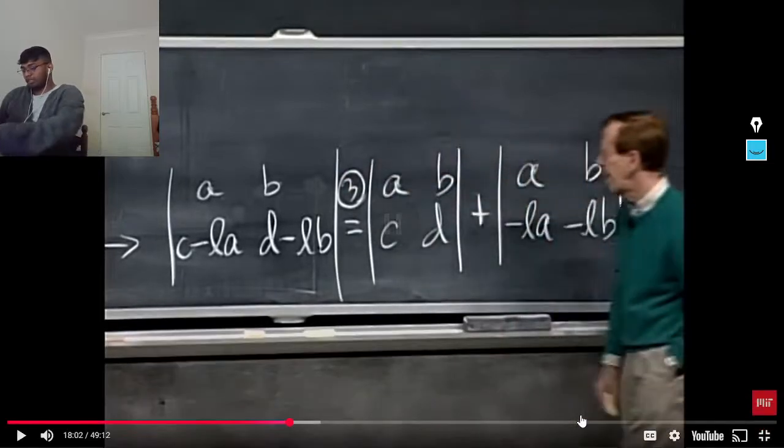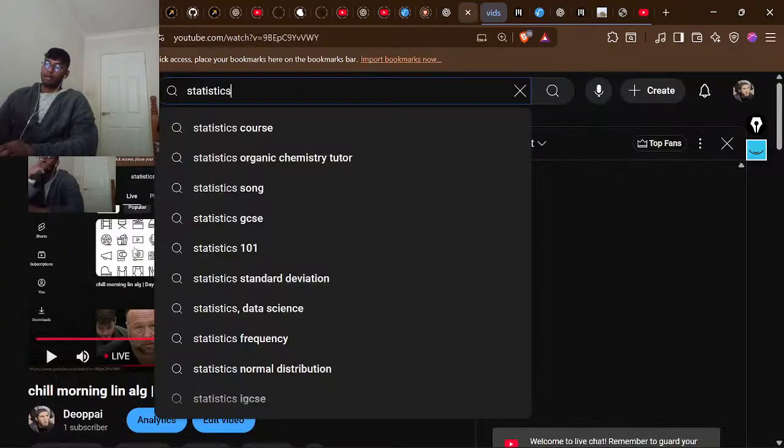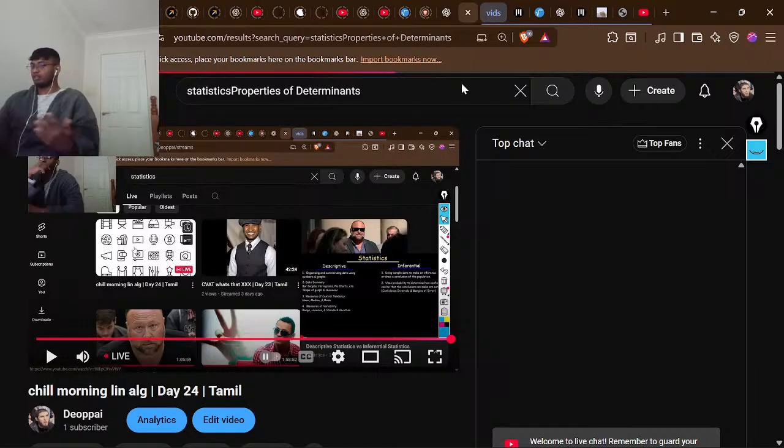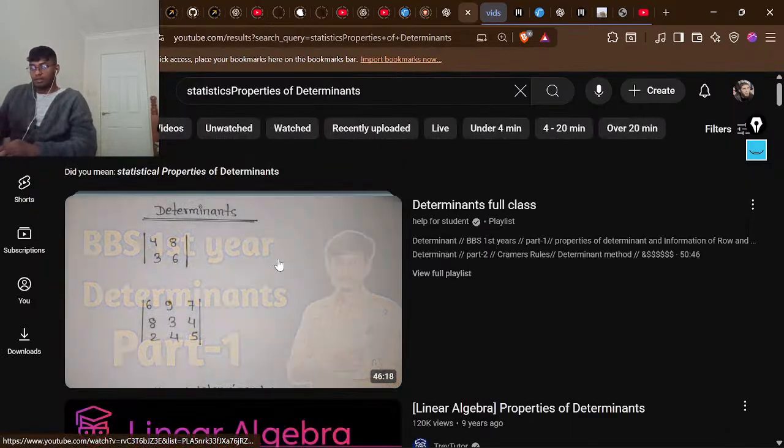What am I looking at? Properties of determinants. What even is a determinant? What even is this? Determinant. Is this Tamil?